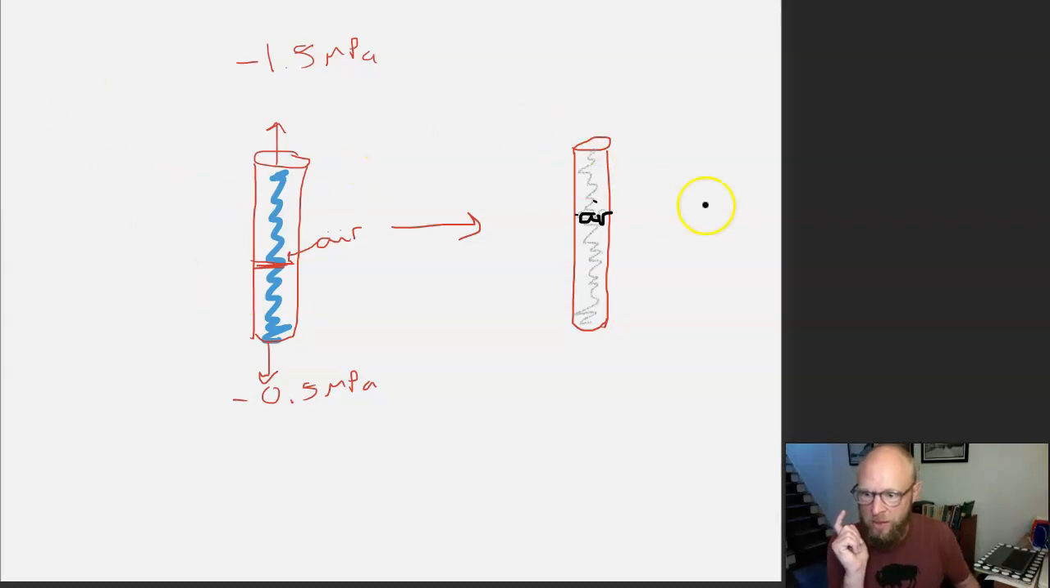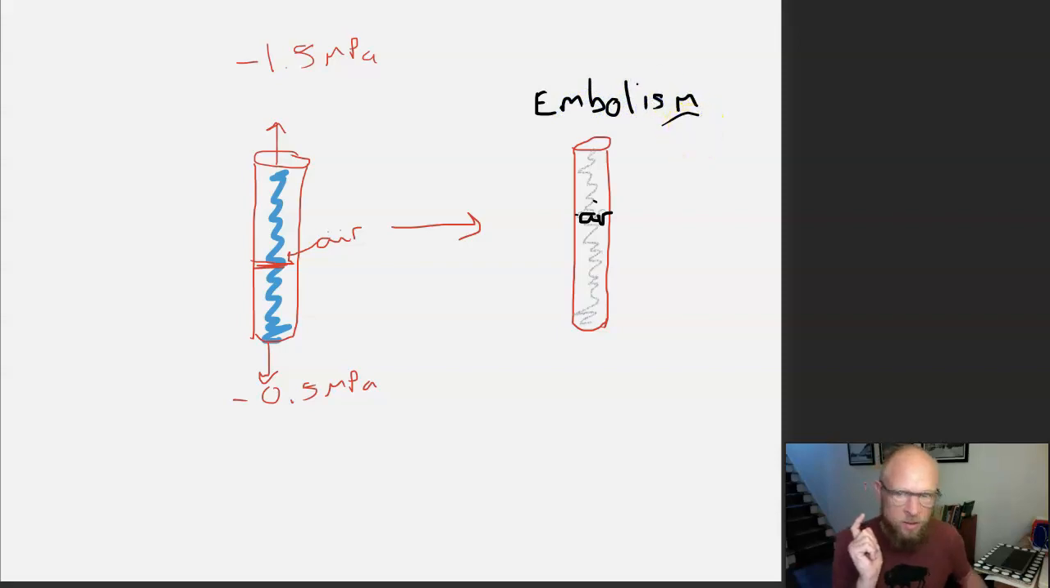I want to get this on here. Don't share these slides with anybody because I don't want them to see how bad my penmanship is. Okay, so this is what happens if the tension on the water column gets too great. So you can imagine during a drought, the tension on the water column is going to be very large, and so we're going to potentially get some of these cavitation events leading to lots of embolisms.